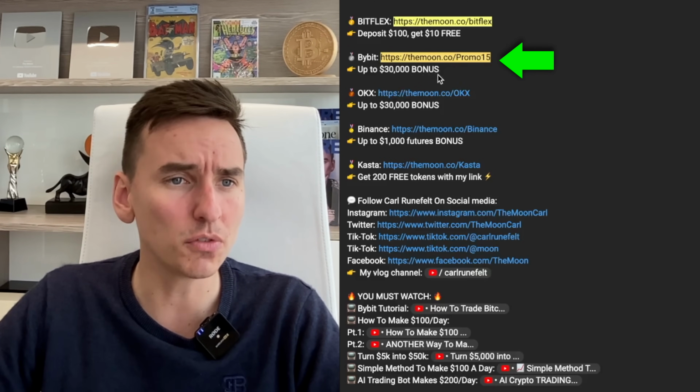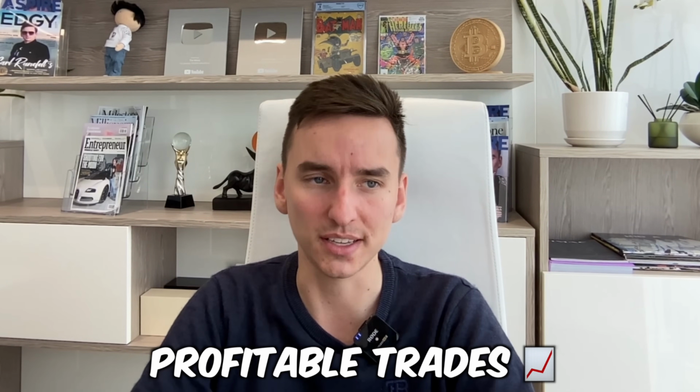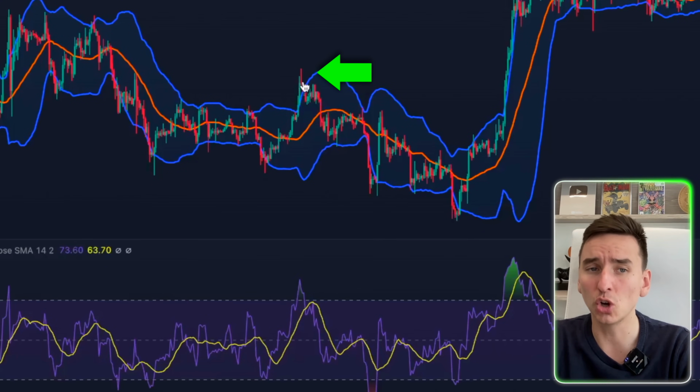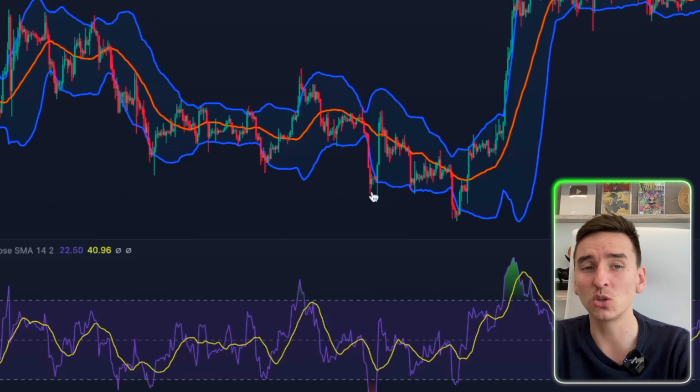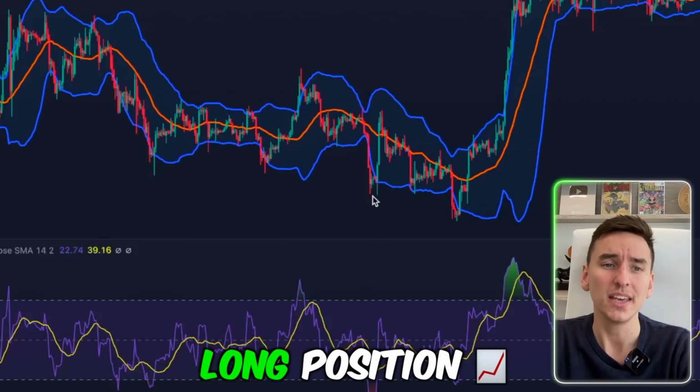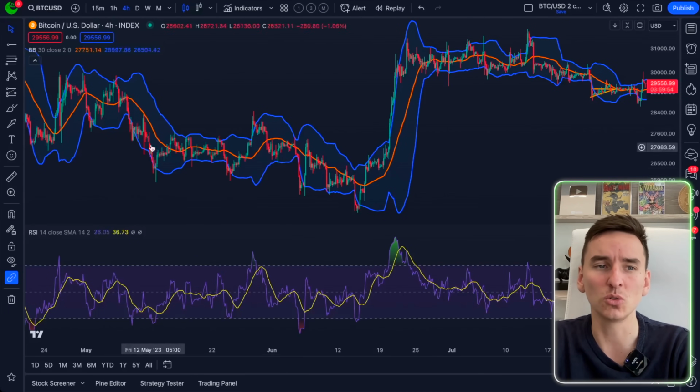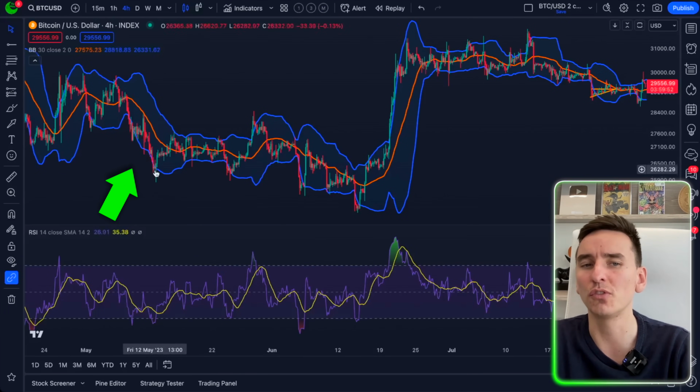So yeah, try both. Now let's compare these two indicators to find potentially profitable trades. If the price goes above the top Bollinger Band, you can enter a short position. But if the price goes below the bottom Bollinger Band, you can enter a long position. Sometimes the price may cross those bands a few times and you can see a lot of false signals right over here. In fact, if you acted on every single signal, you would probably lose a lot of money. So we cannot do that, for sure not.